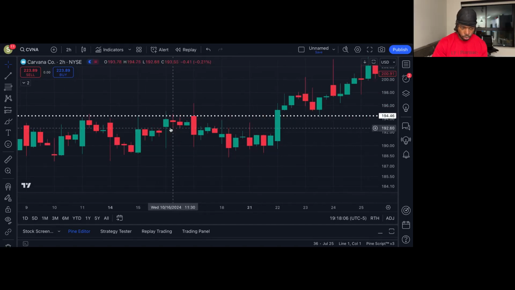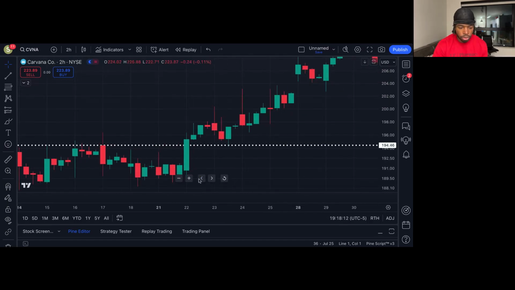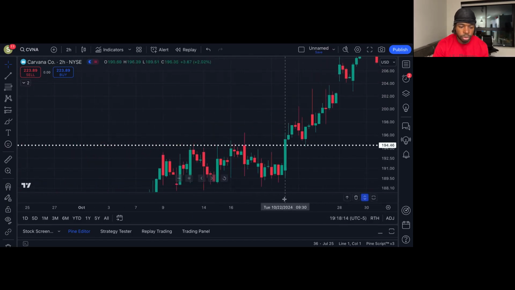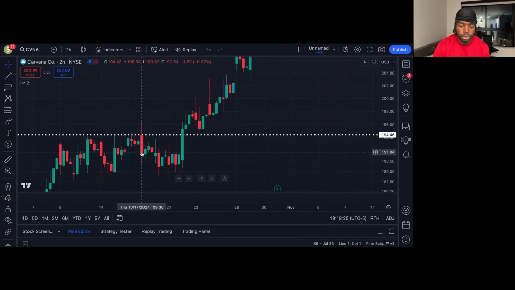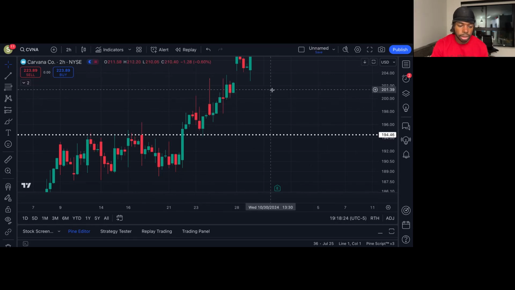194.46. It looks like resistance. All of a sudden we break above, and then we test it as support. So a lot of these key levels on the 2-hour time frame, I'm looking for resistance that then turns into support, or just resistance, or just support. But if it's resistance that turns into support, it's usually a very, very good sign that it's a key level.